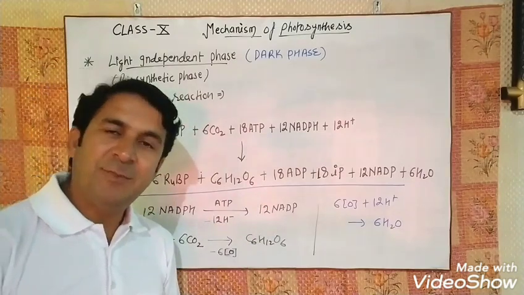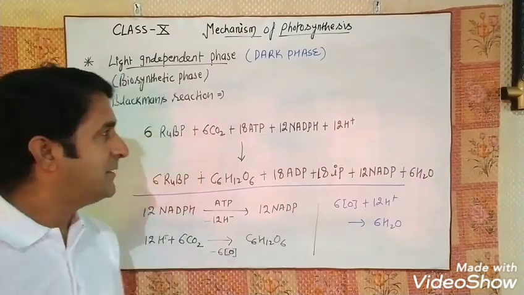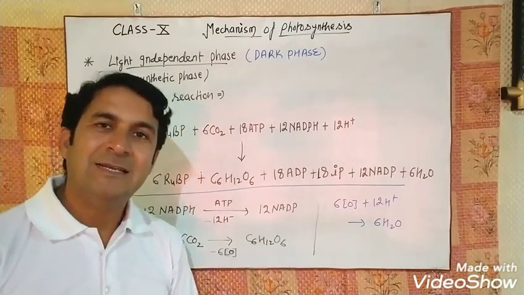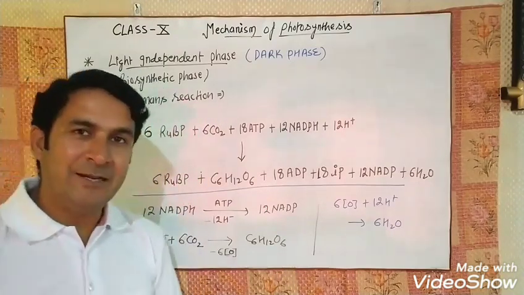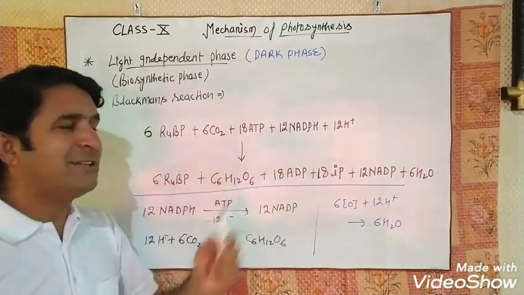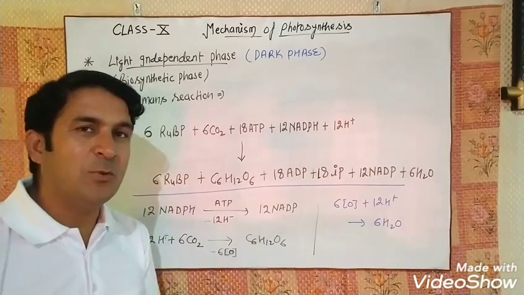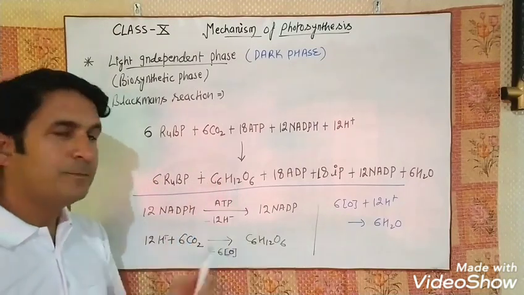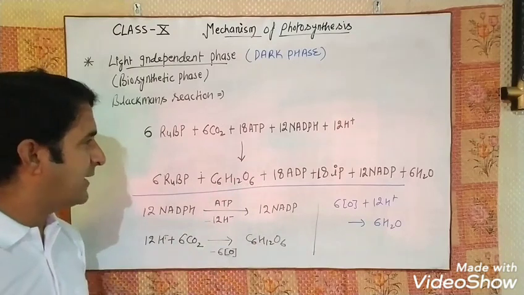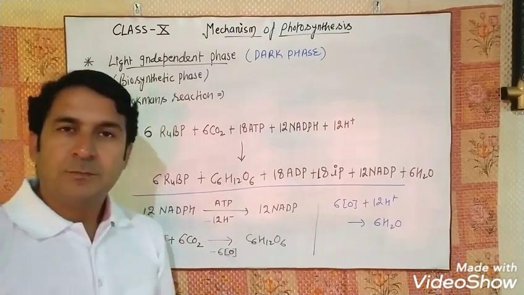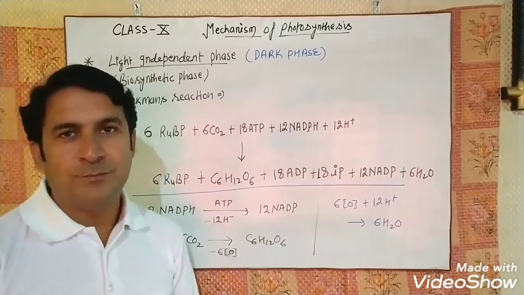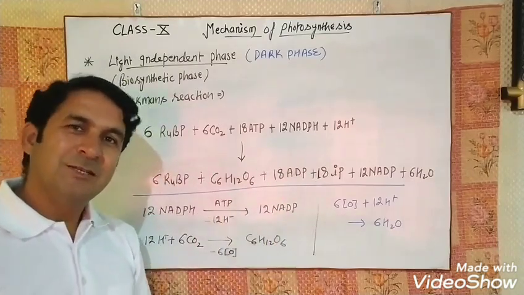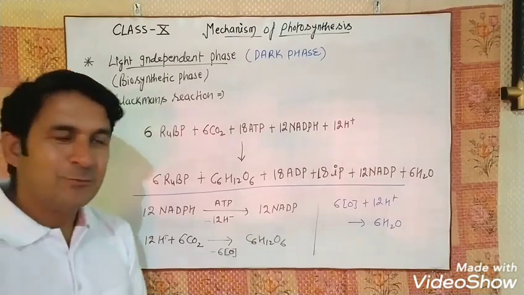The ATP which was synthesized by the plant in the light dependent phase, and nicotinamide adenine dinucleotide phosphate hydrogen also synthesized by the plant in the light dependent phase. Okay, so all these reactants and the enzyme will work at night in the light independent phase and will synthesize this glucose. Here you can see the glucose will be synthesized, and with that glucose the plant will make its own food. Okay, so how do these reactions take place?